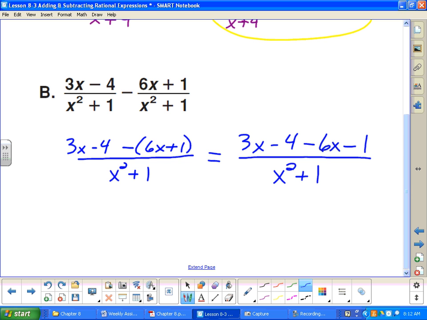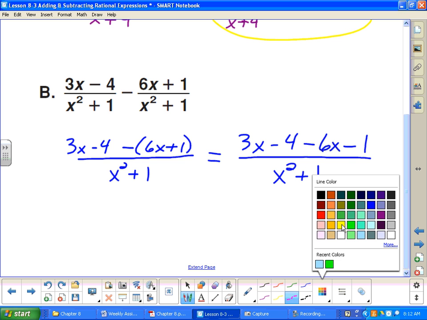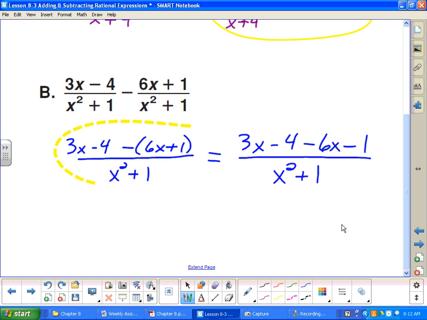So I'm going one extra step here. I'm actually going to do this step here to where I write minus that quantity just so I don't forget to distribute the negative sign. So then my final answer would be negative 3x minus 5 over x squared plus 1.